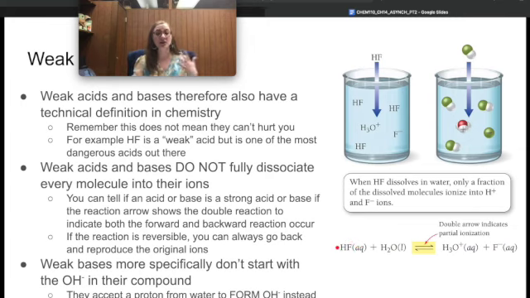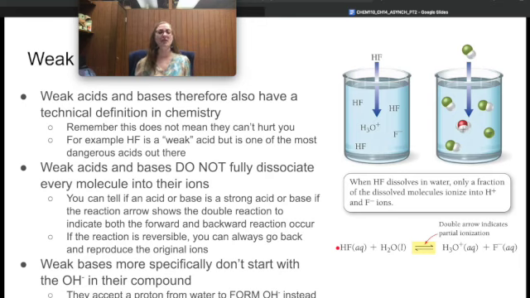So in my solution, as many HF ions as I'm using up to make H3O+ and F-, those two are recombining to make my original HF, and that HF is going back and forth to make that H3O+ and F-, to go back and forth to make that HF and water combo again. So if we're going back and forth, we can always expect to have some of those HF molecules in solution.